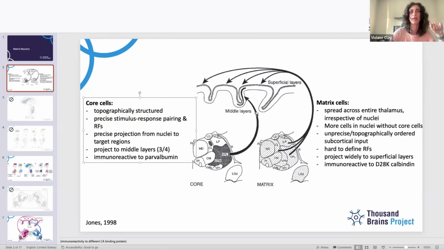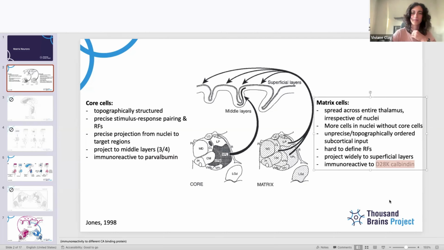And the way he mostly characterized these two is by looking at their immunoreactivity to different calcium binding proteins. The core cells were reactive to parvalbumin, whereas the matrix cells were reactive to the 28K calbindin. So they seem to have some different chemical properties.